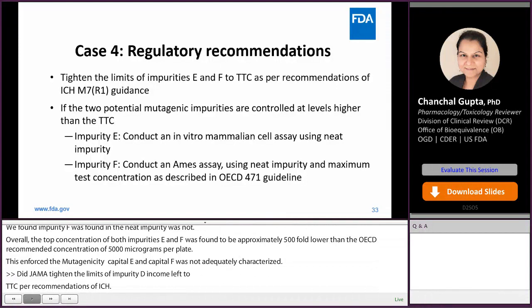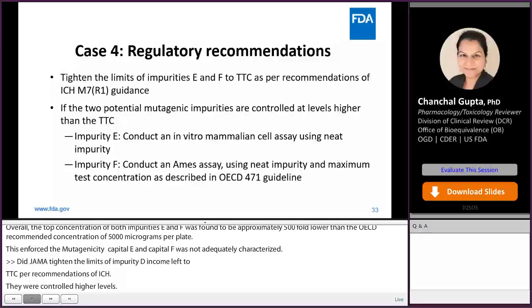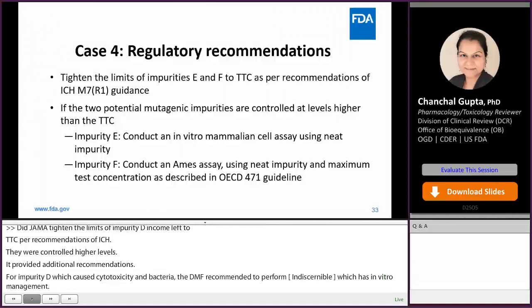For impurity E, which caused excessive cytotoxicity in bacteria, the DMF holder was recommended to perform an alternative genotoxicity assay, such as an in vitro mammalian cell assay using neat impurity. For impurity F, the DMF holder was recommended to conduct an independent Ames assay using neat impurity tested up to the top concentration as described in OECD 471 guideline.